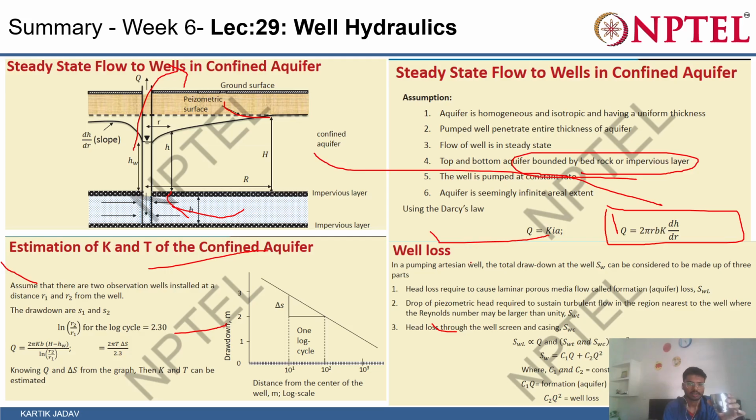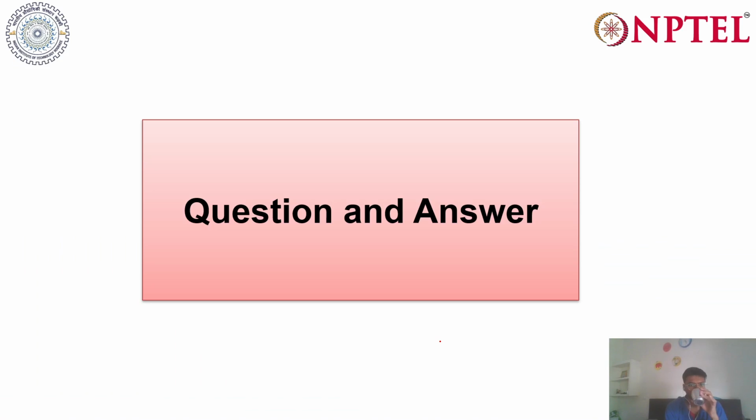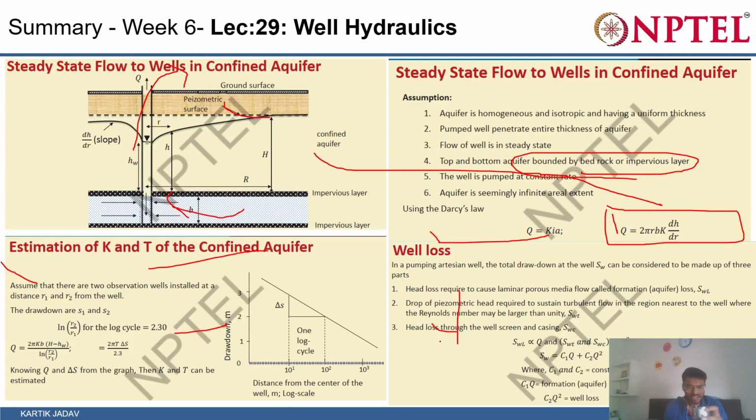So we have already carried out that. Then well loss that we have also discussed. I'm not going into detail. Well loss, aquifer loss, right? And similarly, we derived equation for unconfined aquifer. So that's the other entities here. So it is like Q equal to πK (h1 square minus h2 square) divided by ln(r2 by r1).